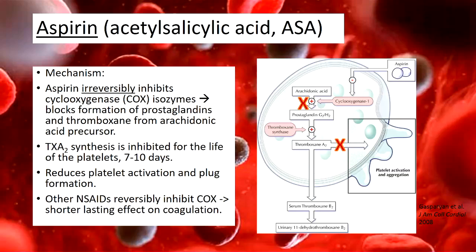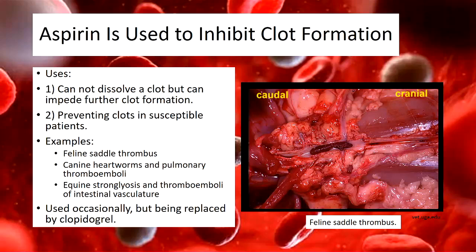Other NSAIDs also inhibit cyclooxygenase, but they're reversible, so they don't tend to have as much of an effect on coagulation. And then I'll save NSAIDs for whoever's going to be covering that in this course. So it is used to inhibit clot formation. You can't dissolve a clot with it. You can try to inhibit it or prevent a clot from getting worse.